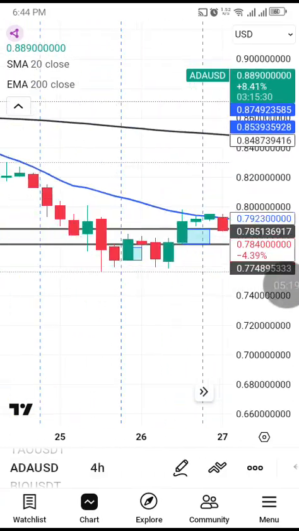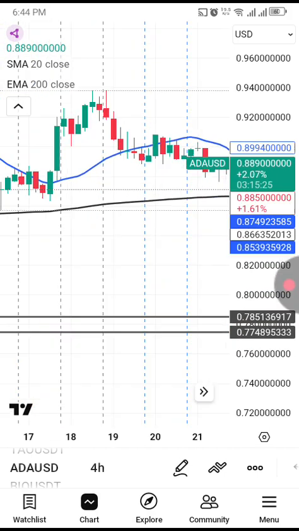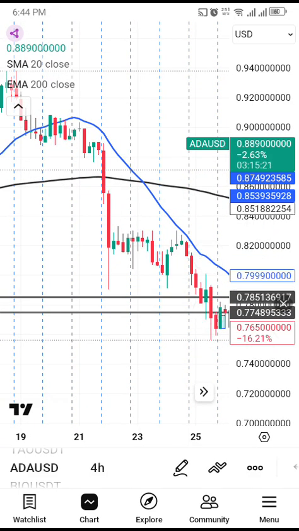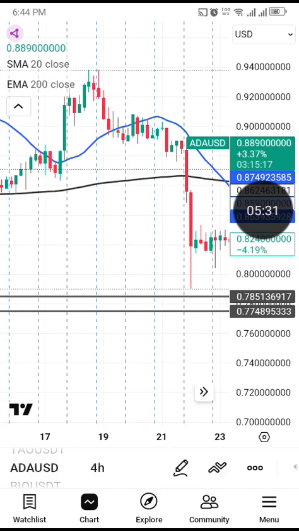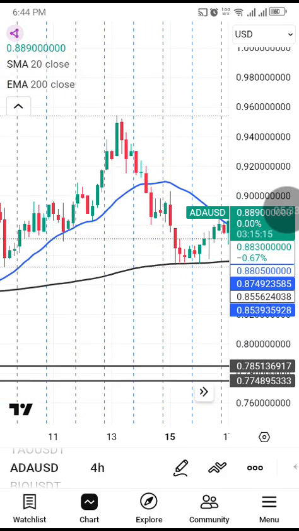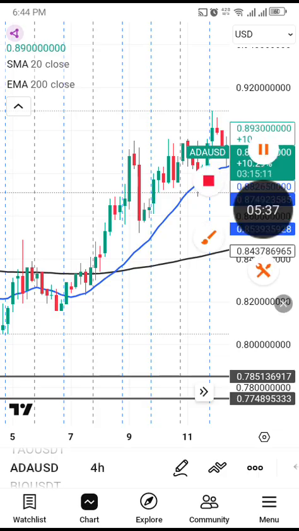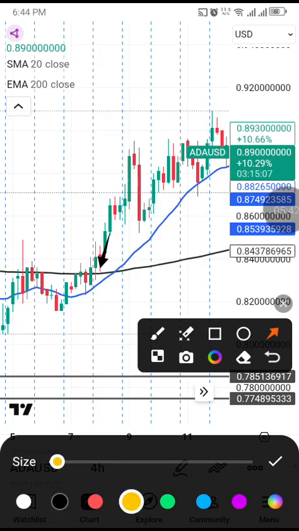Another thing I can share with you: when you see a crossover going downwards, you trade going short. You go short, and whenever you see that these lines that you have put have crossed over upward, you go long. That's when you go long. Do you see?